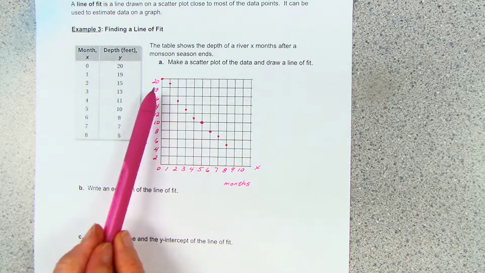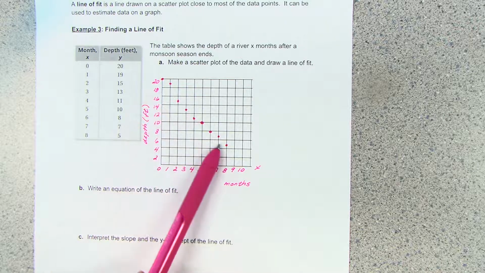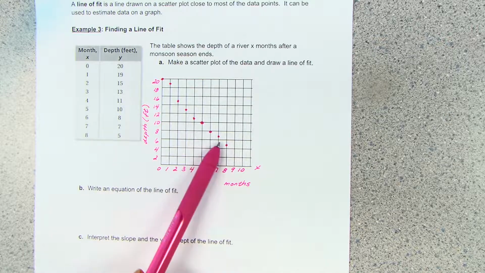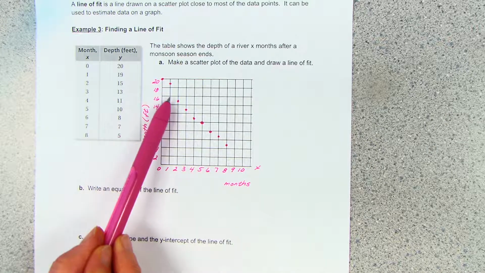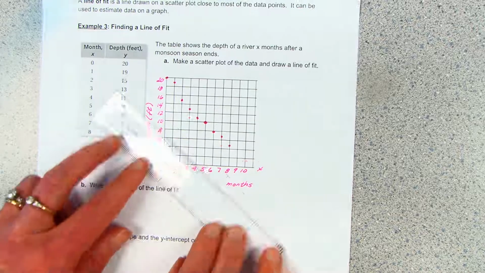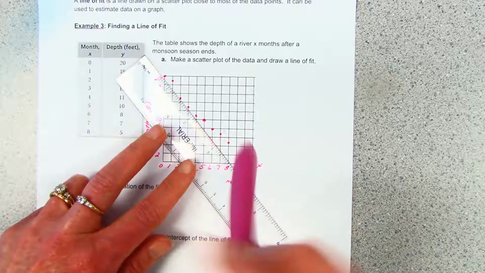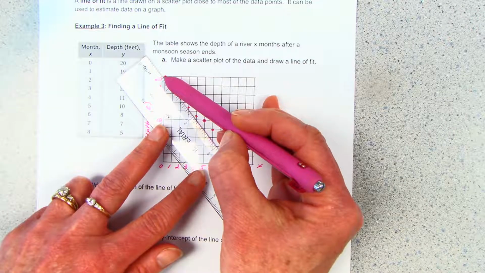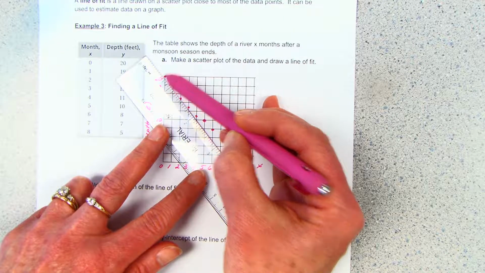But we can see that that data makes a pretty clear negative correlation, or a negative linear relationship. So as time goes by, the water level goes down, which makes sense. All right, so you kind of feel around for where you could draw a line. I want to include my y-intercept. That's an important point to include.